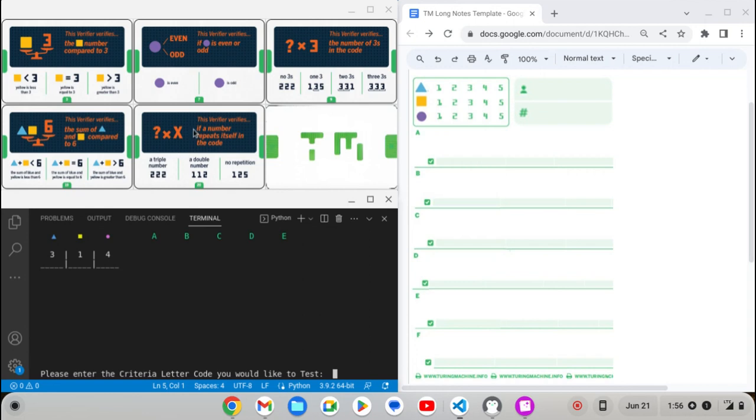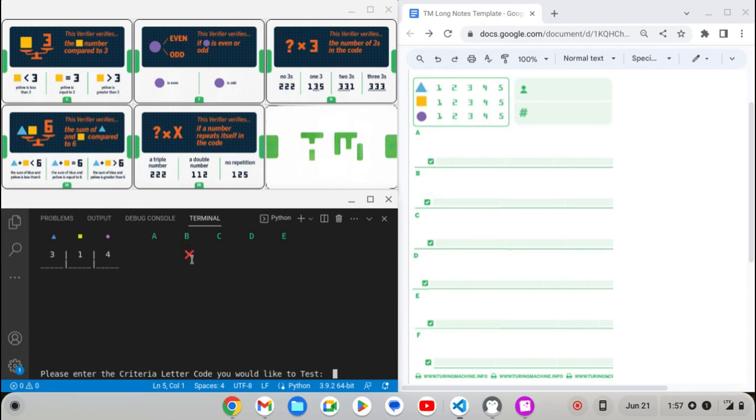Remember, our objective today is to find this unique 3-digit code that abides by all the criteria cards we just discussed. And we're going to start off with our initial proposal of 314. So the first thing I want to test is whether that last digit, the circle, is even or odd. So let me go ahead and test criteria card B.